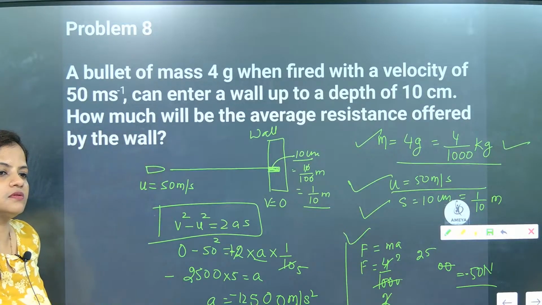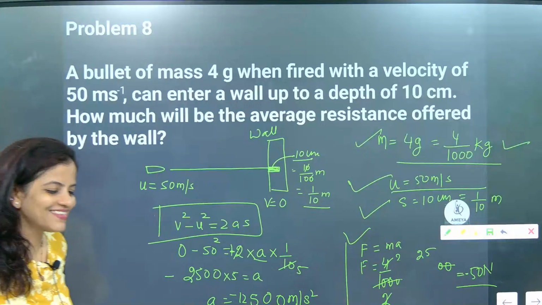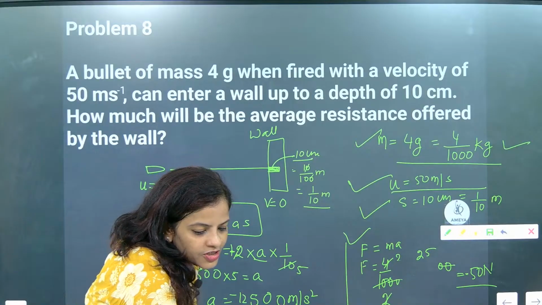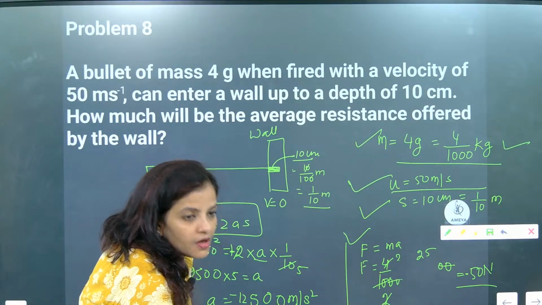What am I saying? Third law of motion. Force. Understood everything? Done, right?